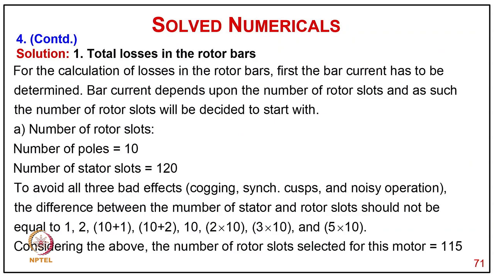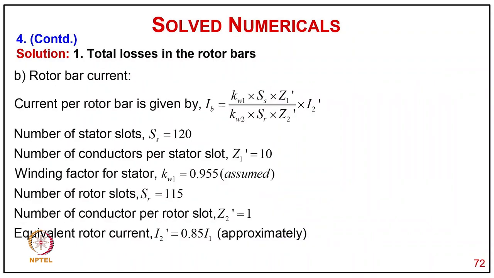Now, with the given data, for the calculation of the total loss in the rotor bar, first the bar current has to be determined. The bar current depends upon your rotor slots, and as such, the number of rotor slots will be decided to start with. The number of rotor slots should not be equal to the number of poles 10 and number of stator slots 120, to avoid the bad effects of cogging, synchronous cusps, and noisy operation. The difference between the number of slots should not be equal to 1, 2, 10 plus 1, 10 plus 2, 2 into 10, 3 into 10. Considering the above, the number of rotor slots selected for this motor is 115.